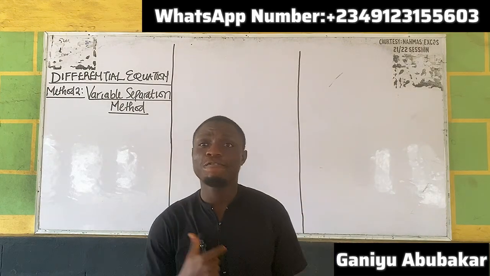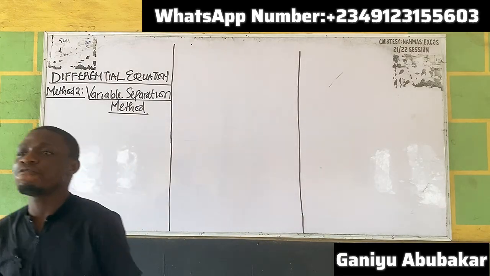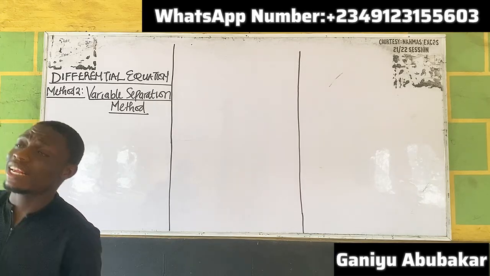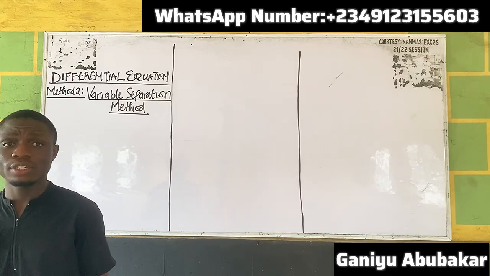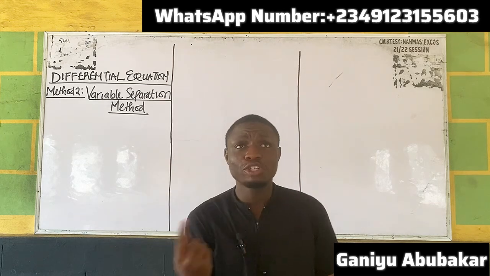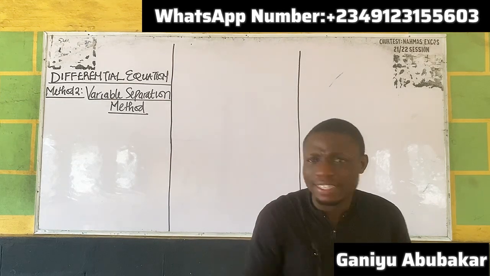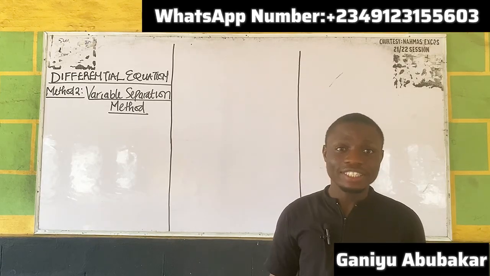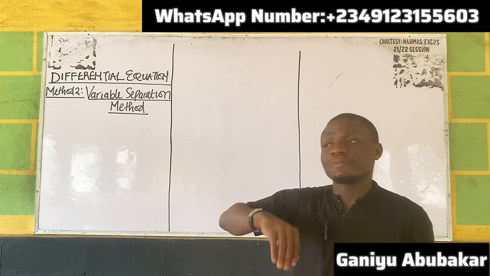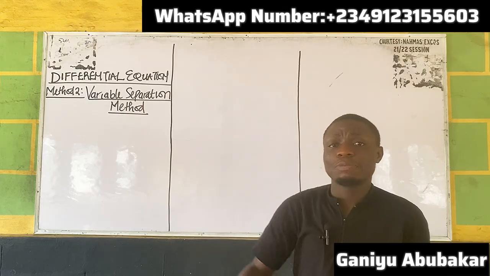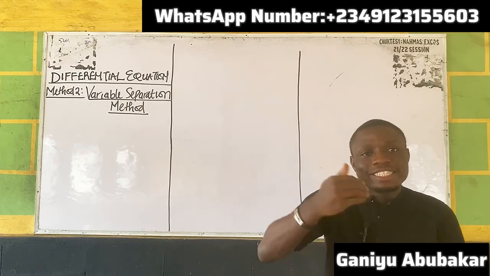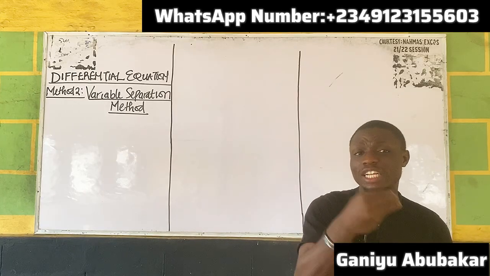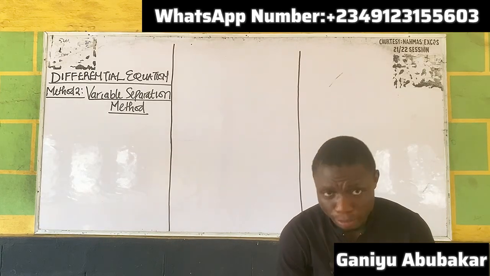I said that to spot variable separable, ensure there is a mixture of both x and y in the equation. Yes, in some cases you have a mixture of x and y in the equation and still the variable separation method will not work. Then you move to substituting y equal to vx. That's the other method, and we'll look at it next class. But I've explained how you can possibly spot variable separable.